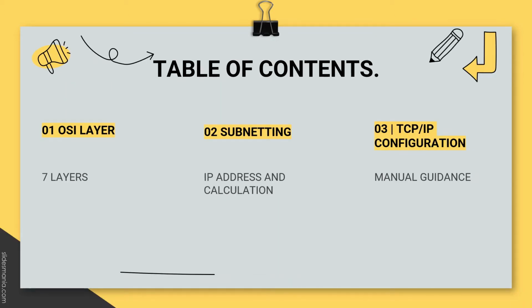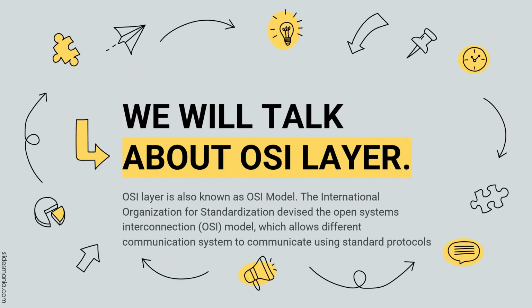So what is the content? We have OSI layer, subnetting, and TCP/IP configuration. I'm going to start with OSI layer.